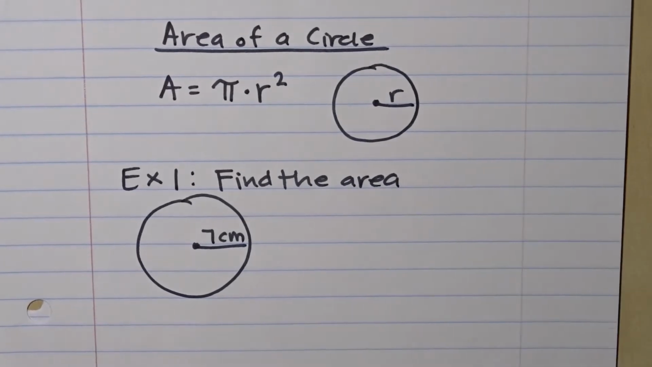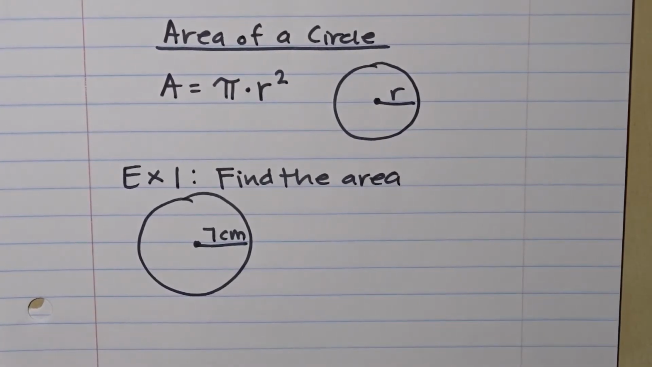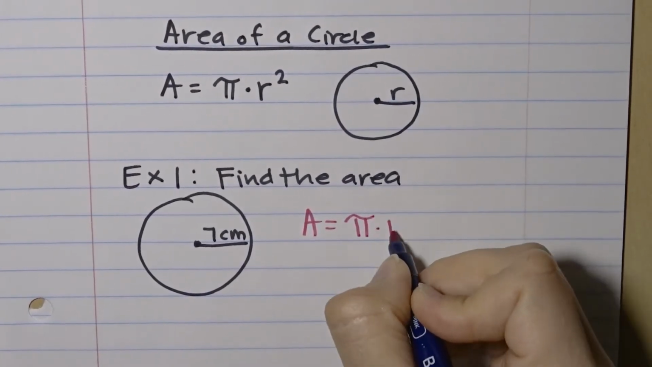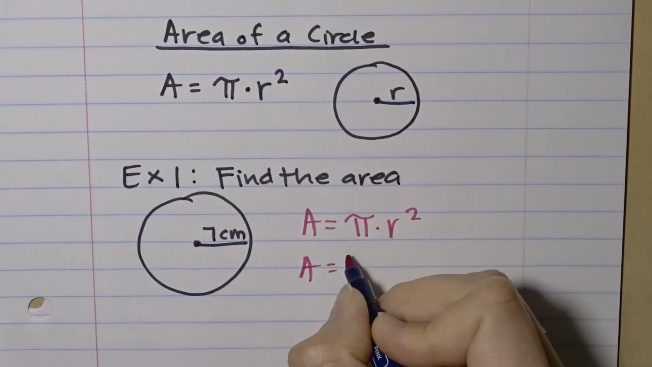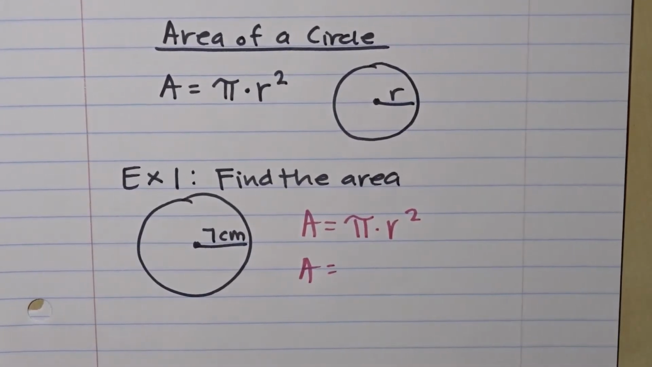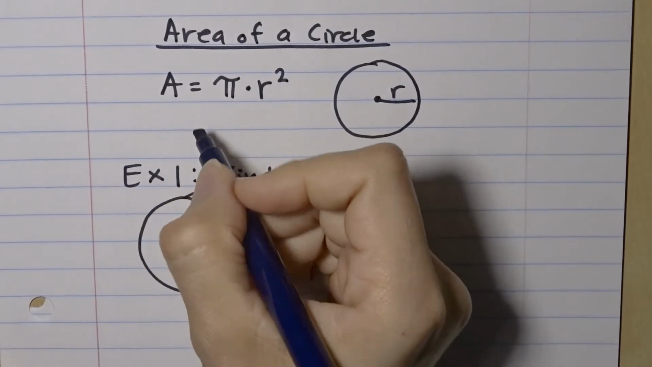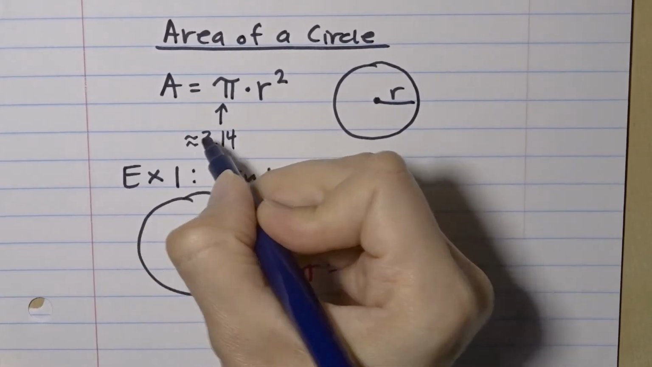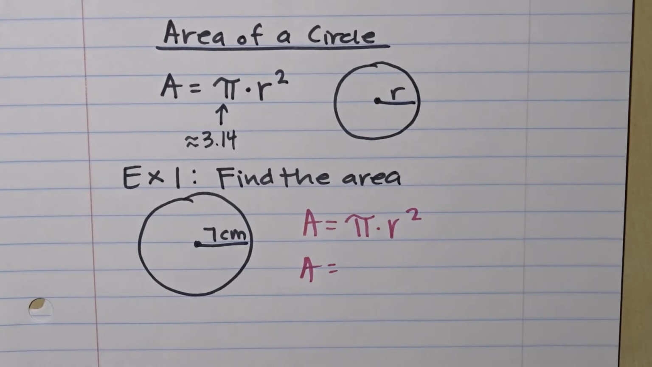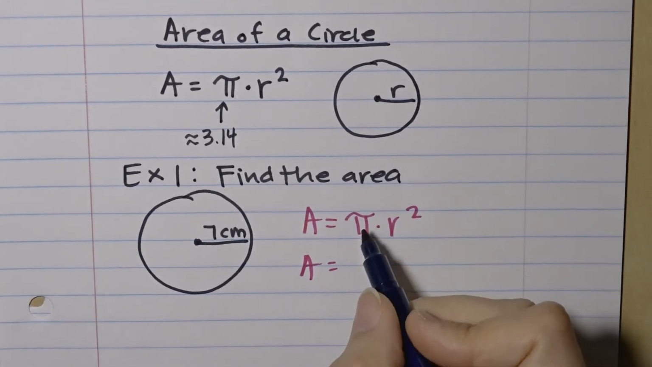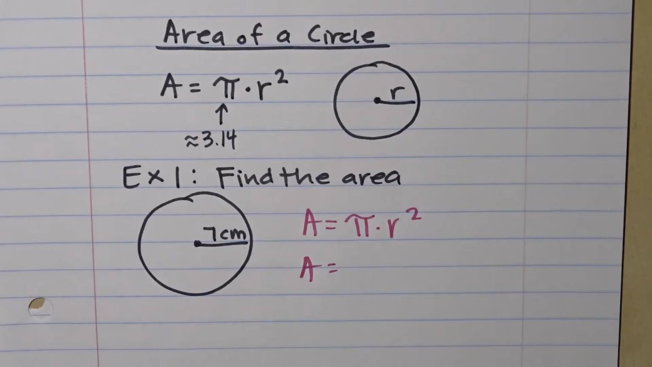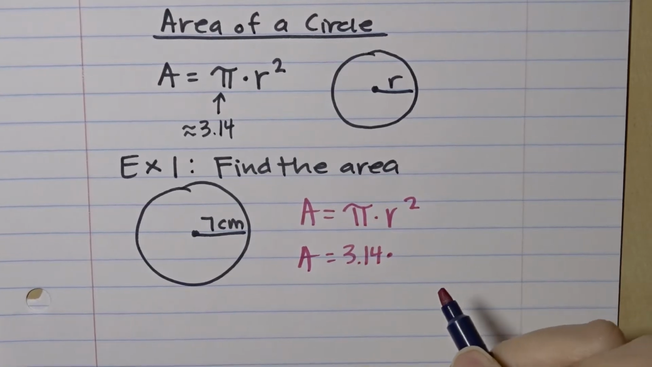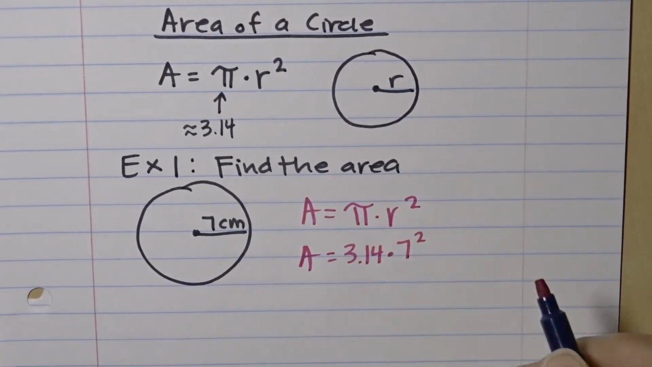So to do this, we're going to use the formula A equals pi times r squared. Pi we know is equal to 3.14. Let me write that up here just in case. And remember, that's an approximation because pi has infinitely many decimals. So we're going to go ahead and put down 3.14 for pi times the radius in my circle, which is 7 squared.